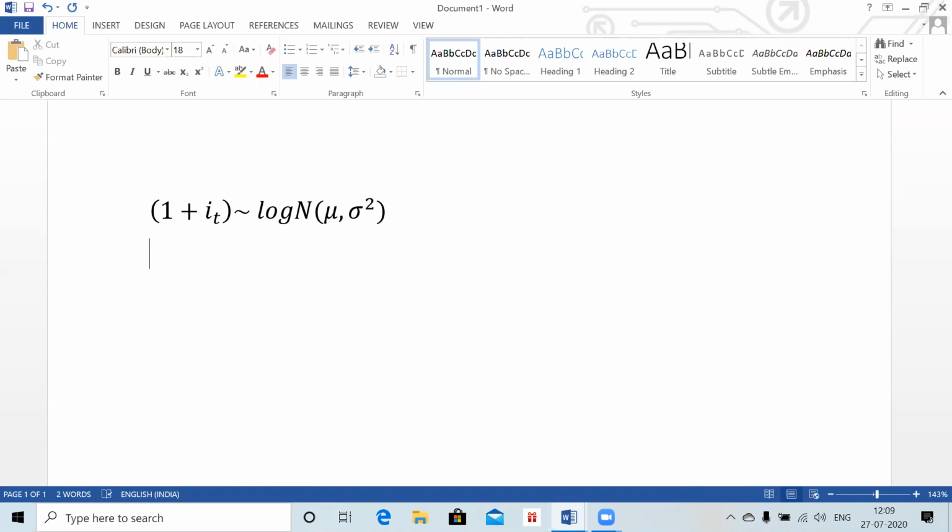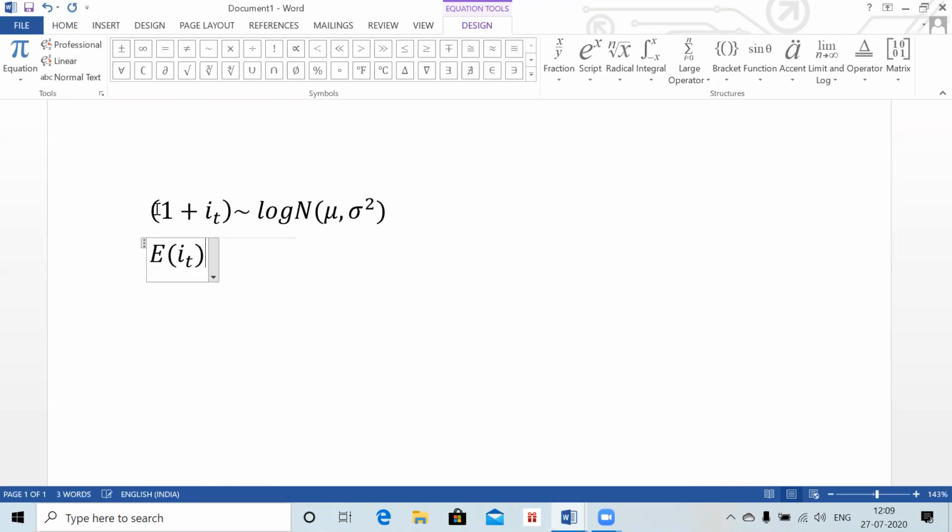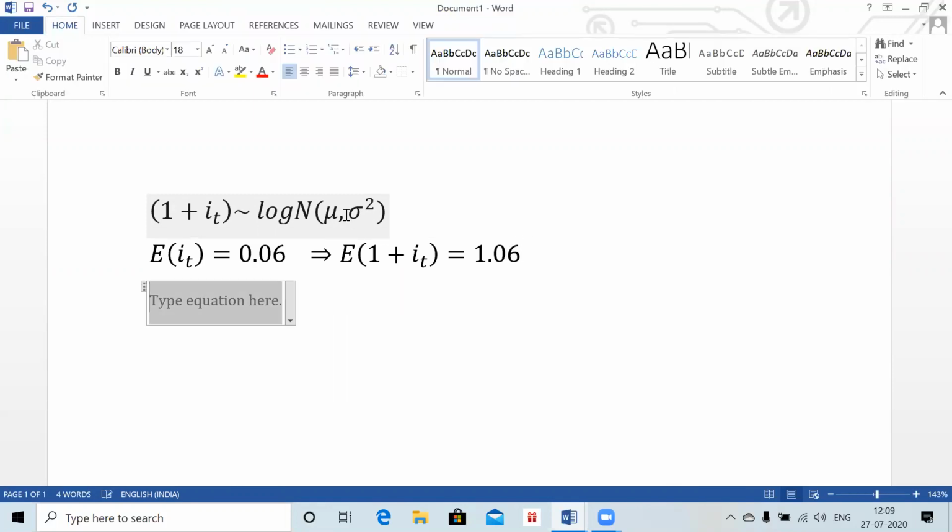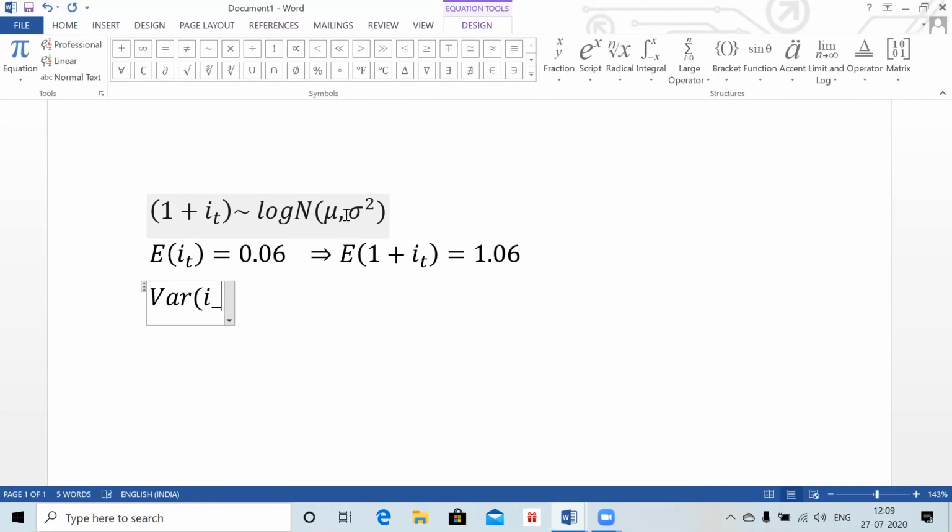Okay. So given this, the expectation of IT is given to us: expectation of IT is equal to 0.06, which implies expectation of 1 plus I underscore T is equal to 1.06, and similarly variance of I underscore T is equal to 0.03 squared, which implies variance of 1 plus I underscore T is equal to 0.03 squared.